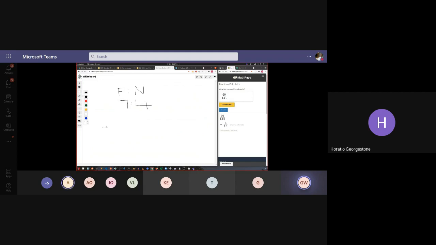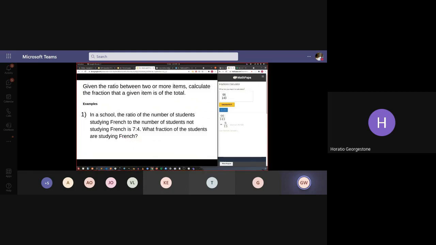So if you think about it, if this is like all the students, for every 7 students studying French, there are 4 students not studying French. So drawing things out spatially, like visually like this, can sometimes be helpful. So what we're looking for is what fraction of the students are studying French.